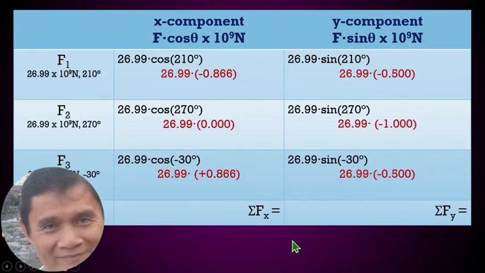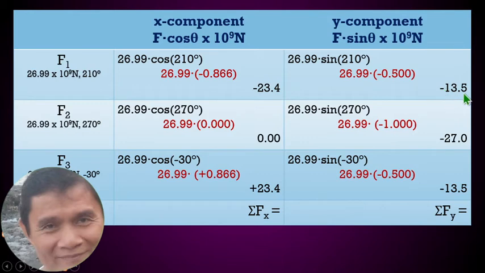Now, we solve that first by showing you the cosine of 210, and the sine of the angle for each of the forces. They have different angles, so they have different values of cosines and sines. And, of course, when you multiply that once more, you come up with these values. Negative 23.4, 0, positive 23.4, which means these two cancel each other out. Plus 0, the same. Now, this is already expected, right?